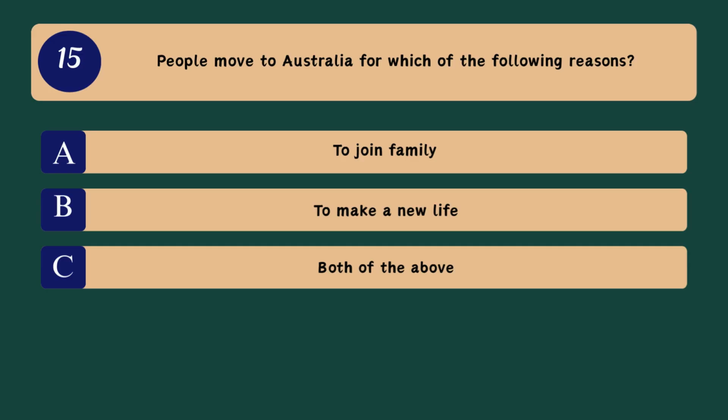Question 15. People move to Australia for which of the following reasons? A. To join family. B. To make a new life. C. Both of the above.